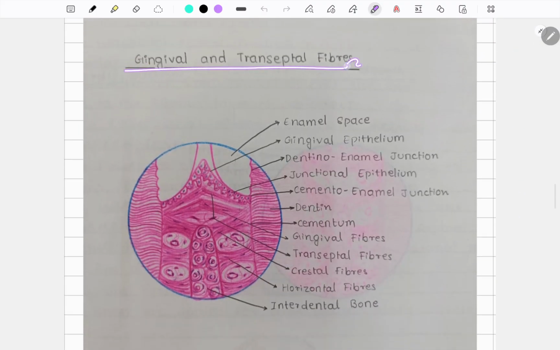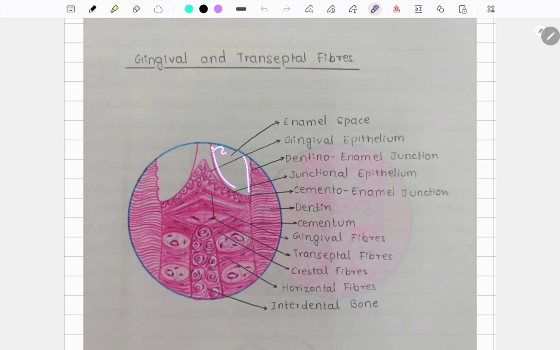Moving on to next, gingival and transeptal fibers. We move to the next chapter, that is periodontal ligament. As you can see in this diagram, this is the interdental bone, that is alveolar bone. Over here is the dentine of the two adjacent teeth. This is first and this is second, for example, and this is bone present between the two teeth.